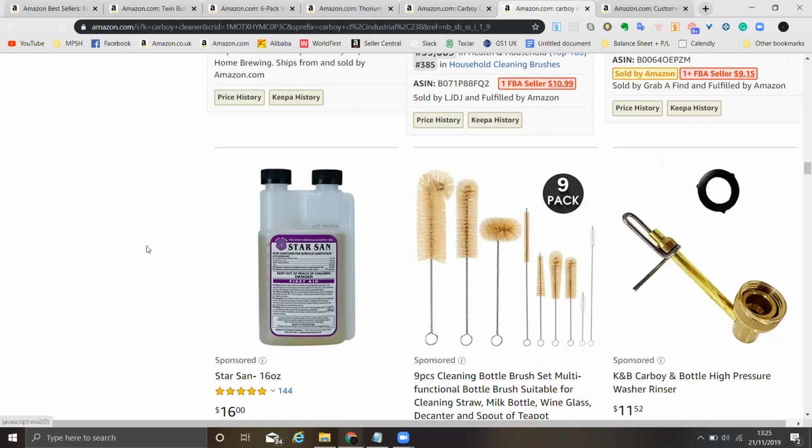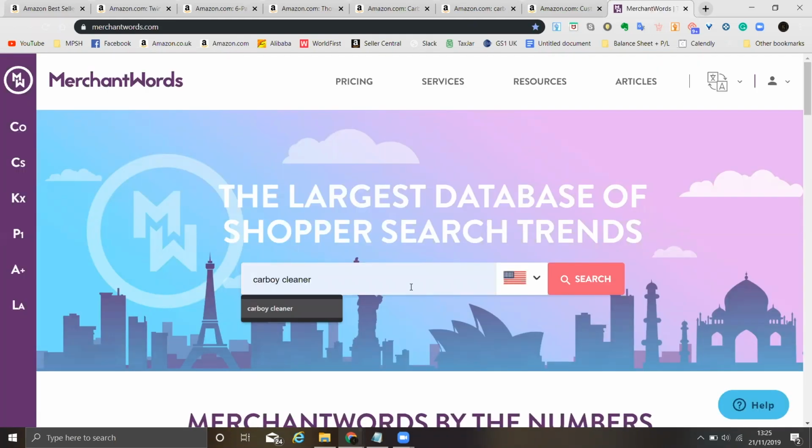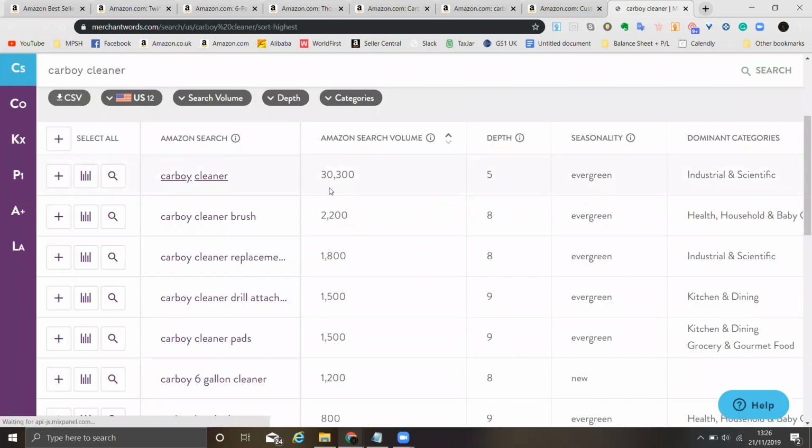Yeah. What I think we could do now as well is a really final check with the merchant words and just search carboy cleaner, couldn't we? Yep. All right, so we're here now. Just a final check I thought we'd do as well. Ali, let's go and look at merchant words here. This is not perfectly accurate, but a quick check on the amount of searches for this item. Okay, let's do it. So that brings back 30,000. Wow. Search volume on merchant words.